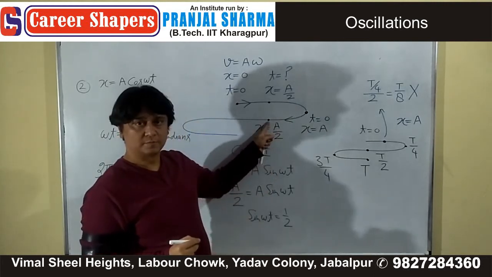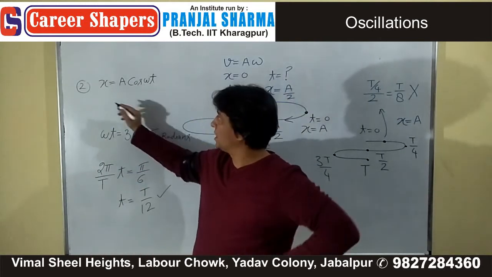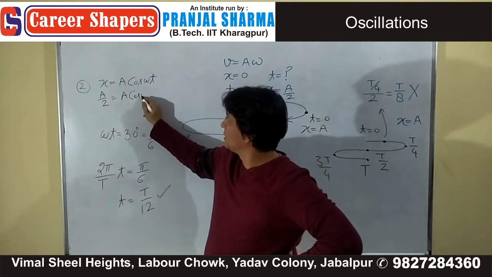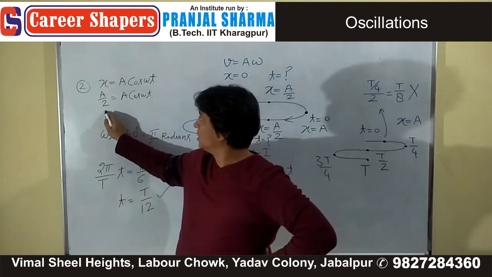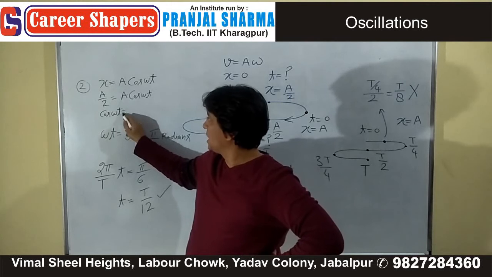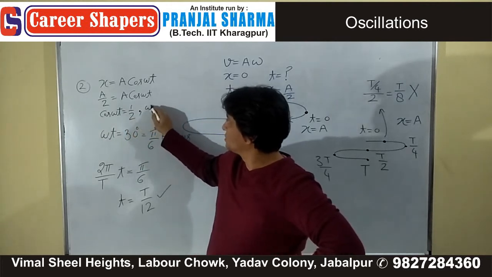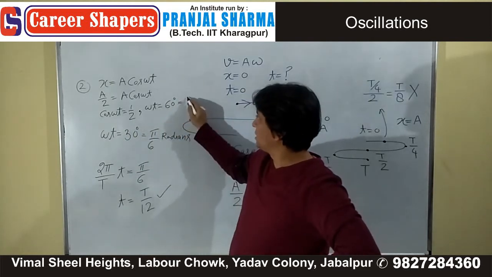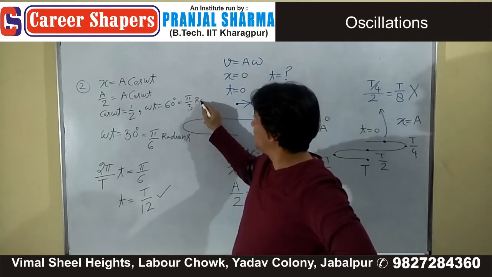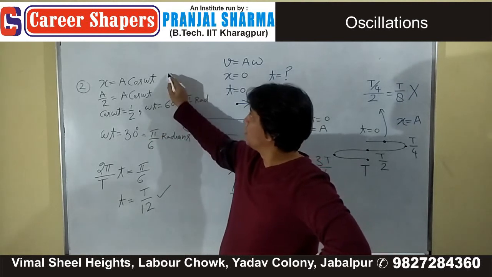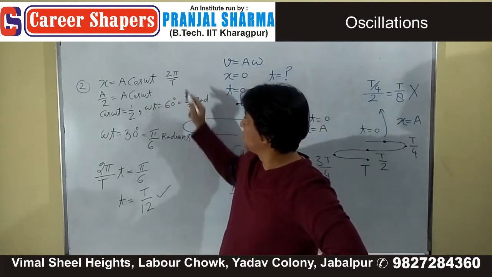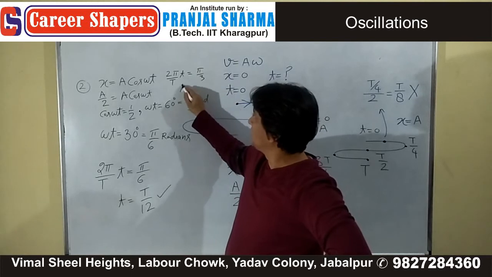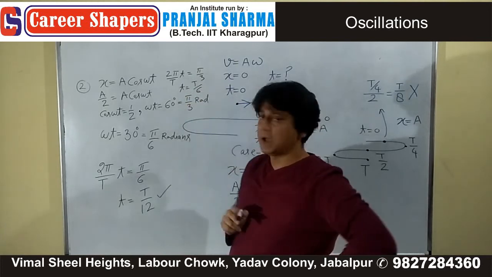From this to this. This is x equals A cos omega t. You will put x as A by 2. A by 2 equals A cos omega t. This gives you cos omega t as 1 by 2, which means omega t is 60 degrees, or pi by 3 radians. Now what is omega? Omega is 2 pi upon T multiplied by t is what? Pi by 3. T is coming T by 6.